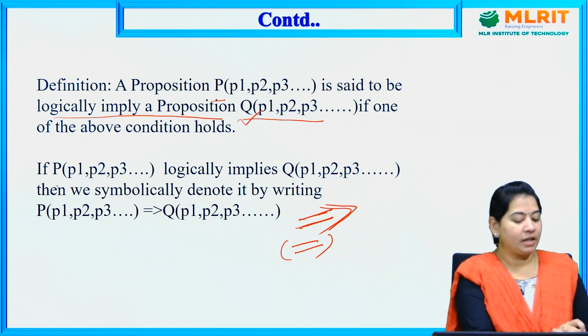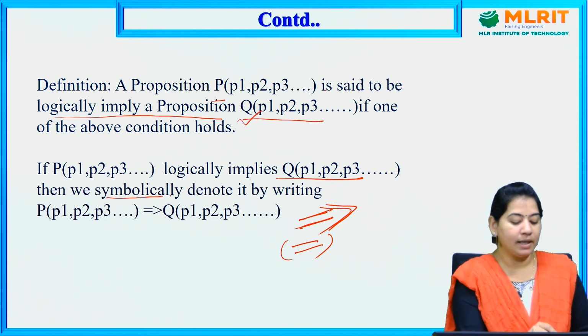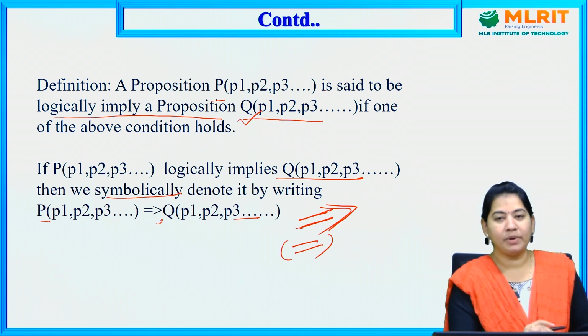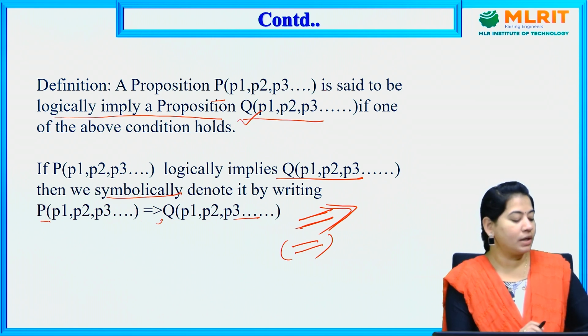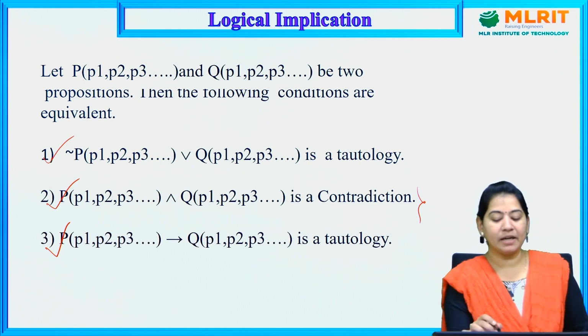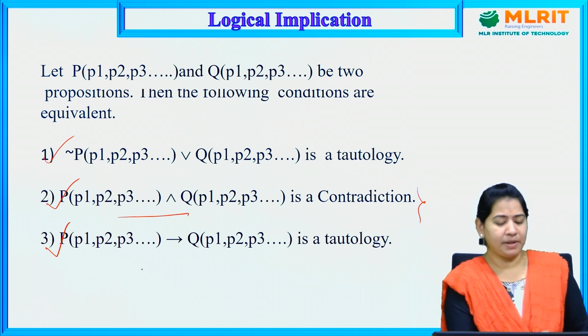So if P is logically implying a proposition Q, then symbolically it is represented by writing P1, P2, P3 and so on logically implies Q. This is the formal definition of logical implication. Now let us check by constructing the truth tables for each condition. We have three conditions: negation of P or Q, P and Q, and P implies Q.